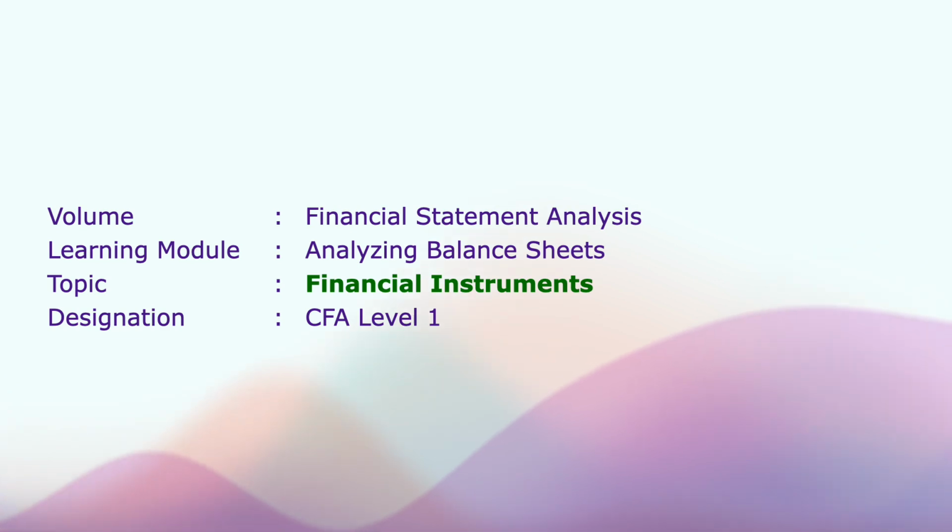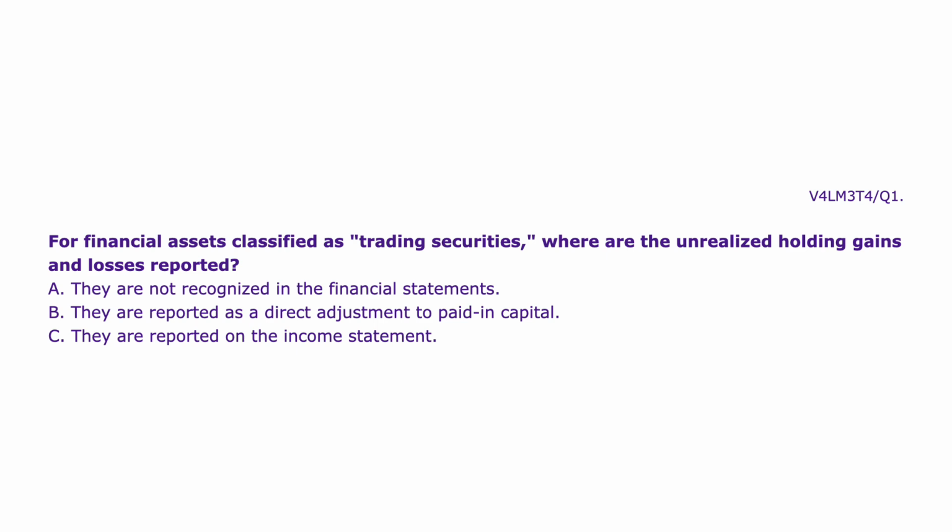Topic: Financial instruments. For financial assets classified as trading securities, where are the unrealized holding gains and losses reported? A. They are not recognized in the financial statements. B. They are reported as a direct adjustment to paid-in capital. C. They are reported on the income statement.